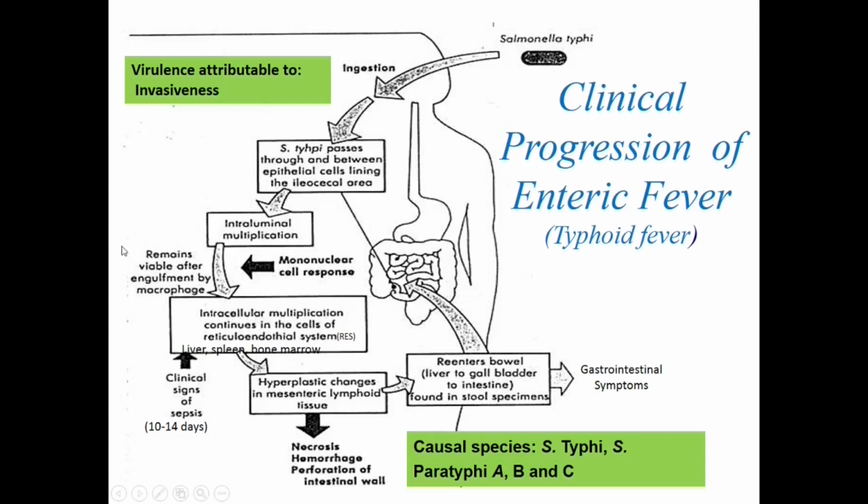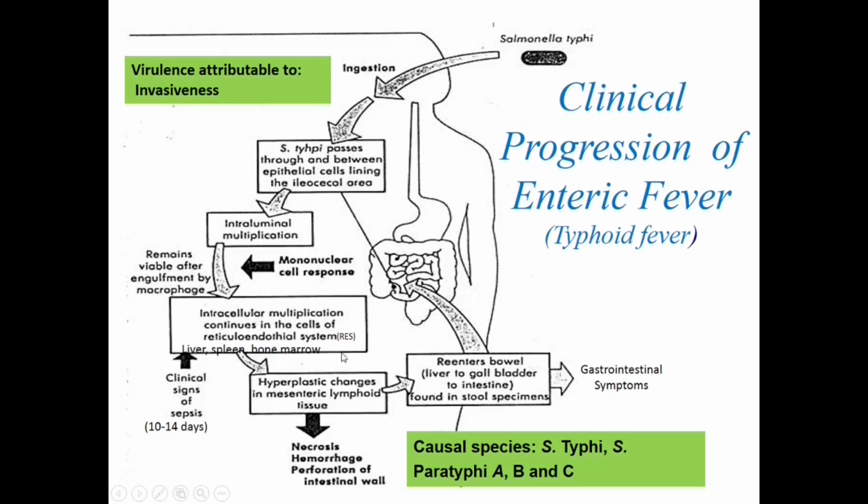If the organisms remain viable after engulfment by the macrophage, okay, they will get engulfed by the macrophages, and if the immune response is adequate, they will be killed. But if they remain viable after engulfment by macrophage, there will be intracellular multiplication within the cells of the reticuloendothelial system, that is within the liver, spleen and the bone marrow.